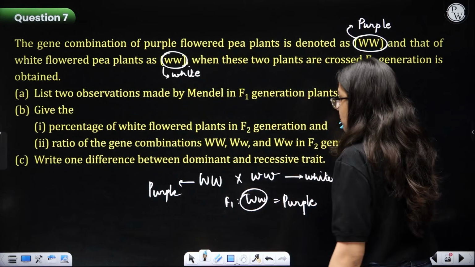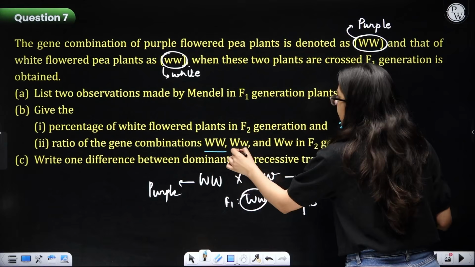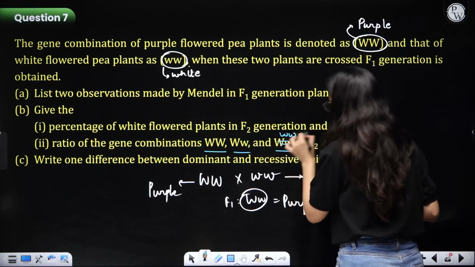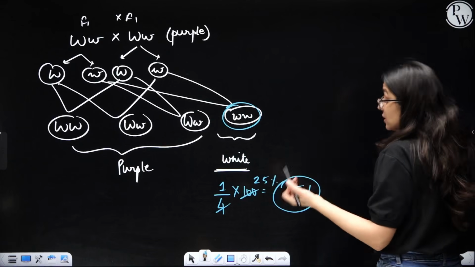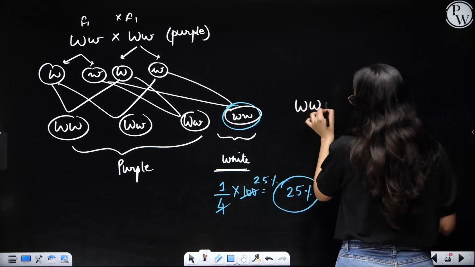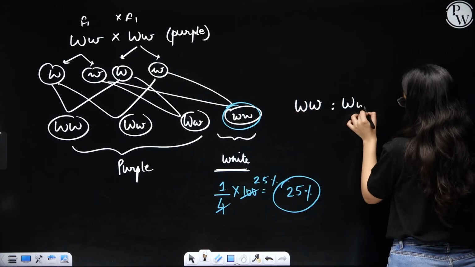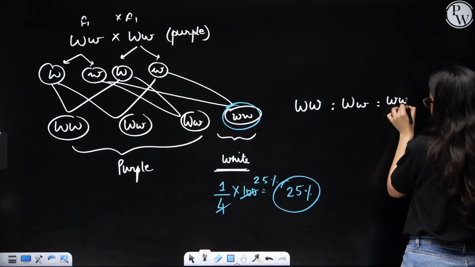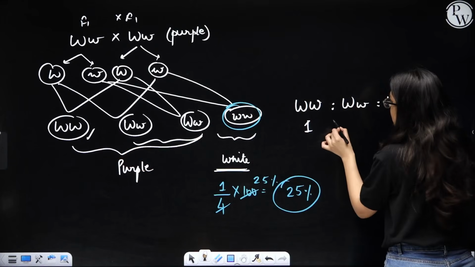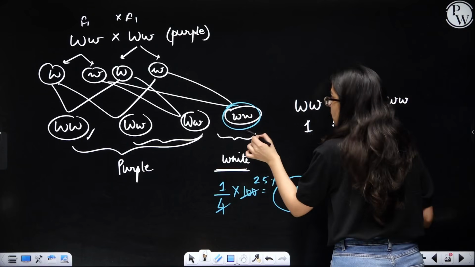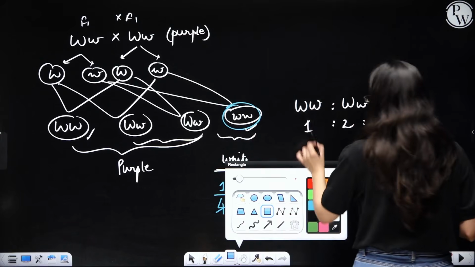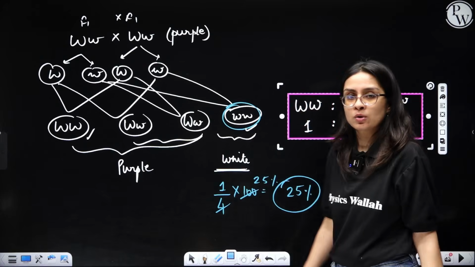Ratio of gene combination of capital W, heterozygous, and again, this should not be capital W, small w, it should be homozygous recessive. Let us see what will be the genotypic combination. Genotypic ratio, you have to write for homozygous dominant, heterozygous and homozygous recessive. We have only one that is homozygous dominant, we have 2 which are heterozygous, so I am going to write 2, and then we have one that is homozygous recessive. So, the genotypic ratio for a monohybrid cross will be 1:2:1.